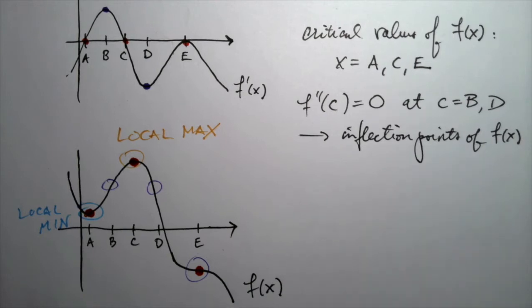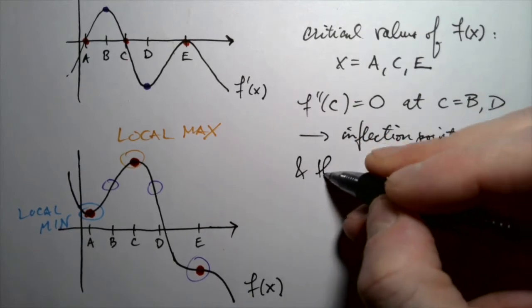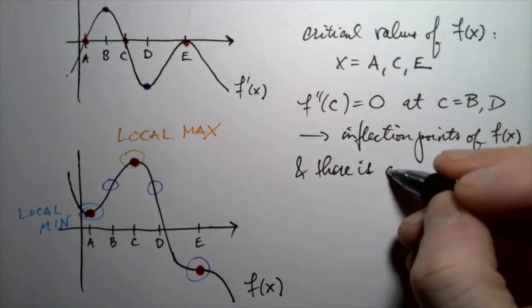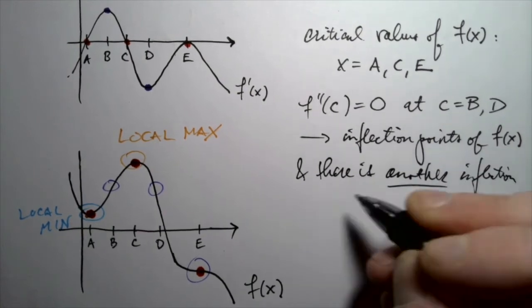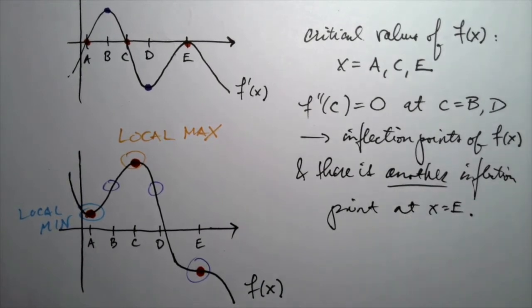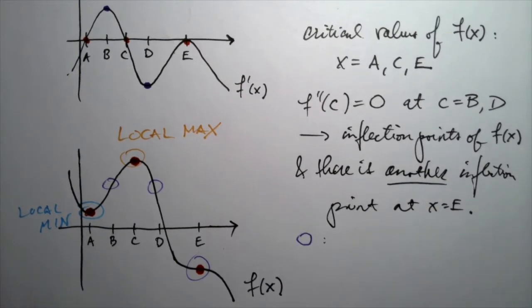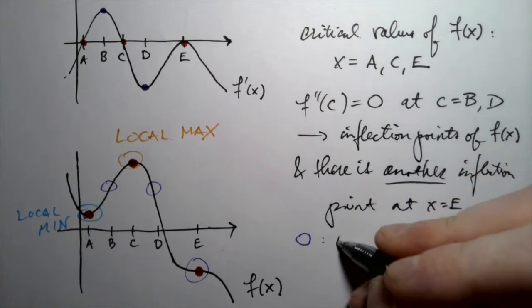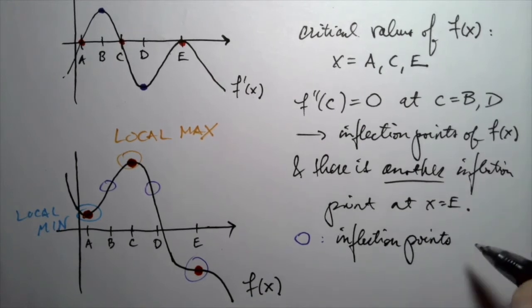So these are inflection points of the function, and we've determined by our analysis that there is another inflection point at E. So 3 inflection points, B, D, and E. Let me write that down, or just rather notate my color coding. These purple circles always correspond to inflection points. That's spots where the concavity changes.